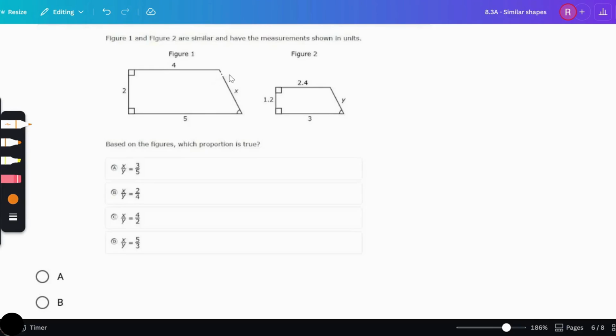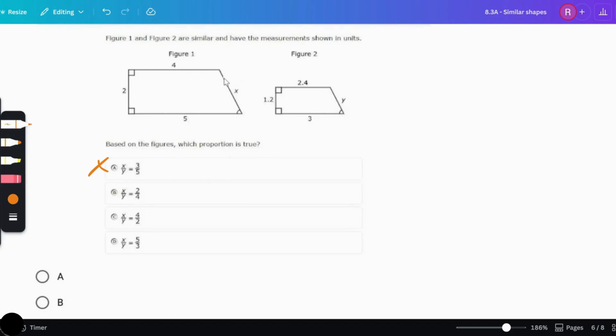X over y, this side corresponds to this side, equals 3 over 5. Since we are choosing x from figure 1 first, the second side you must choose must come from figure 1 first, so it cannot be 3 over 5. Assuming it is 5 over 3, it would have been correct. So if you choose from figure 1 first, the other side too must come from figure 1 first. You don't choose from figure 1 and then start from figure 2 for the second fraction.